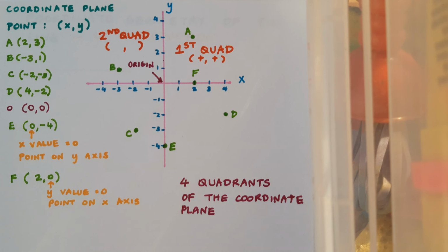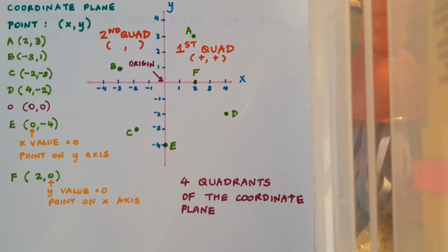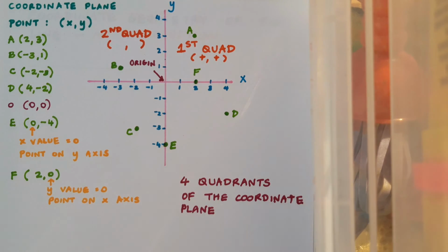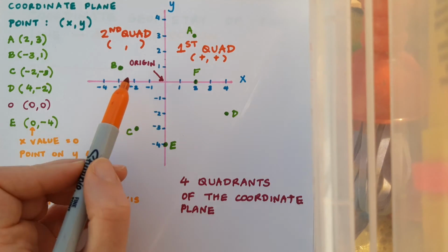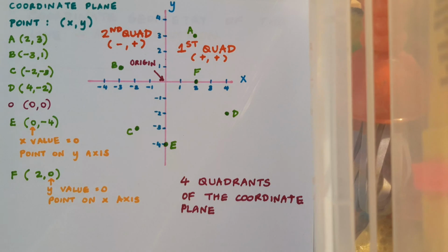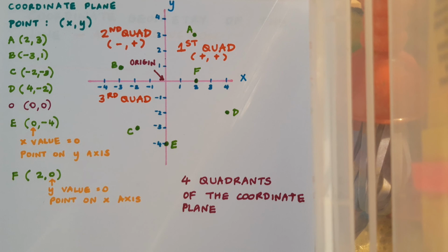What general statement do you think I could make about the signs of any coordinate in the second quadrant? Well, notice that it's on the negative side of the x-axis and the positive side of the y-axis. So any point that has a negative x and a positive y is going to be in that second quadrant. Next we have the third quadrant. Again, make an observation about what signs you think x and y will have in this quadrant. Any point that has a negative x and a negative y is going to be in that third quadrant.